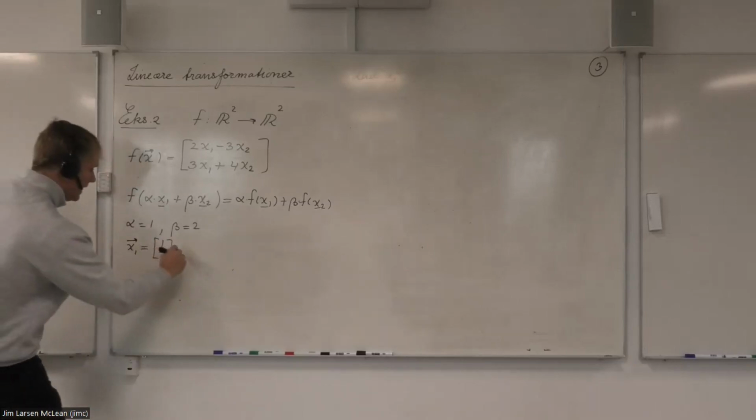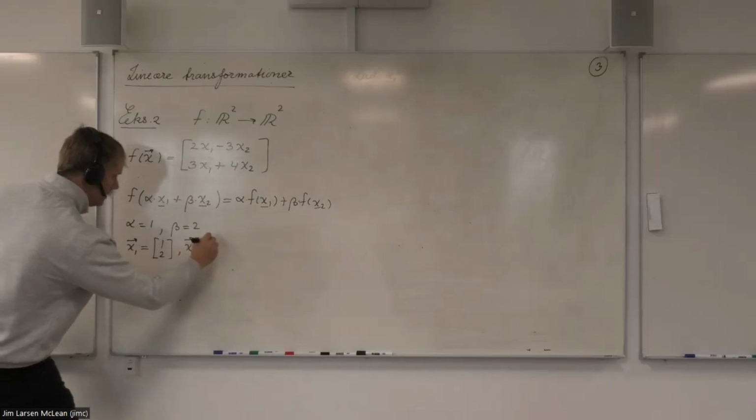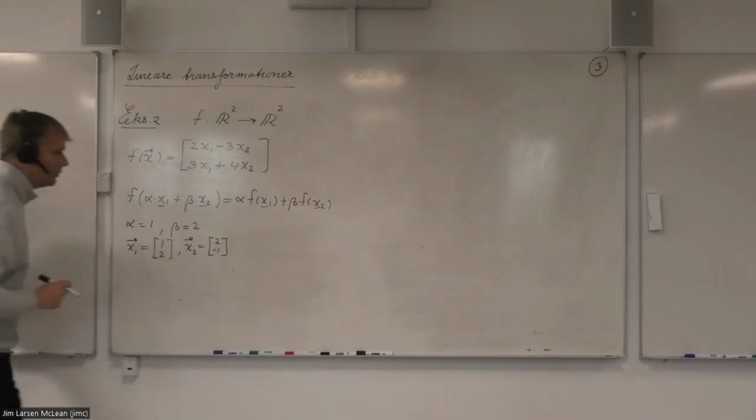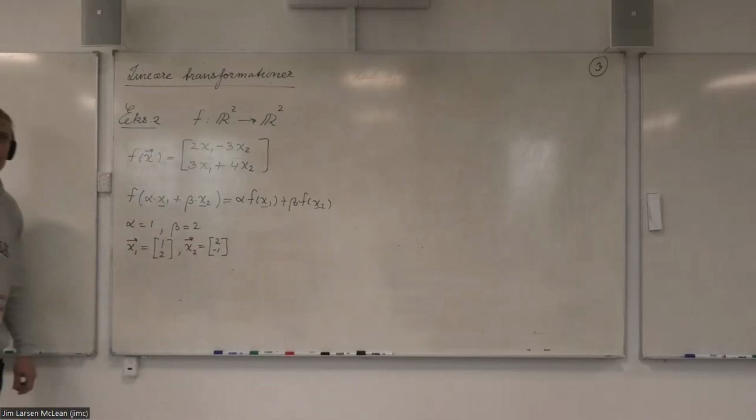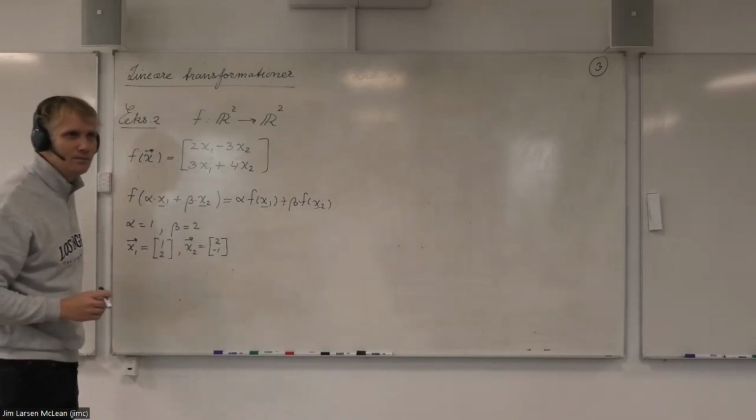Then I need to come up with another x vector, and I'll just call it 2 over negative 1. I'm just making this up. There's nothing special about the numbers. I'm not trying to calculate it beforehand to get a nice result. I'm just jumping into it and hoping I calculate it correctly.